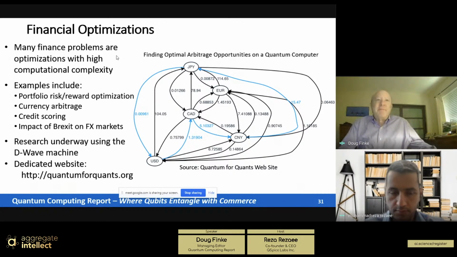So as I mentioned, a lot of the finance companies are looking at this in terms of how they can optimize portfolios, arbitrage, credit scoring, fraud detection. Those are things. This is an example of figuring out ways of solving an optimal arbitrage situation. And there's a whole website called Quantum for Quants that is dedicated to these types of applications.